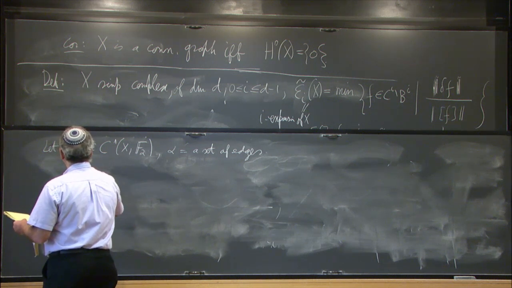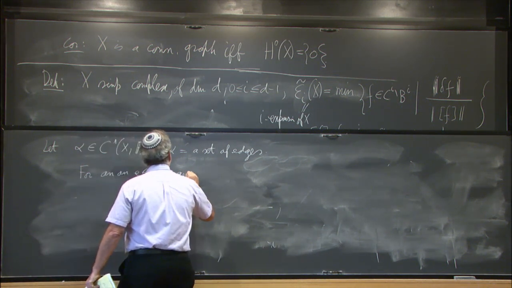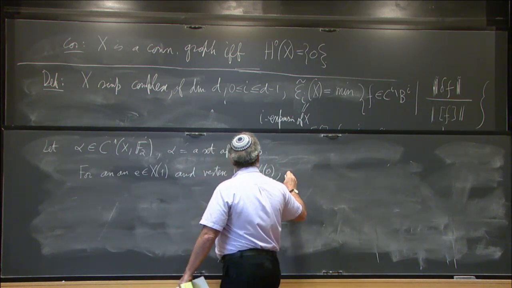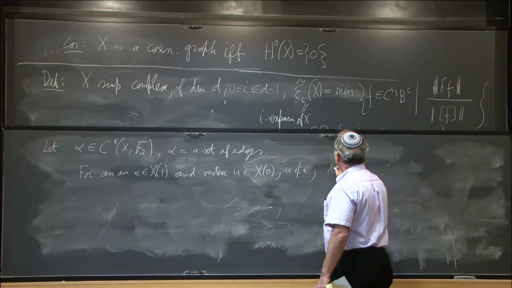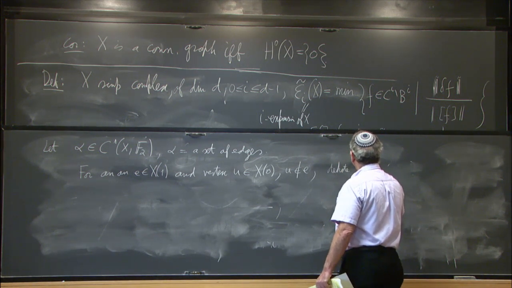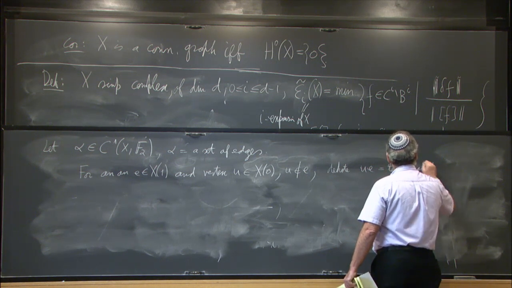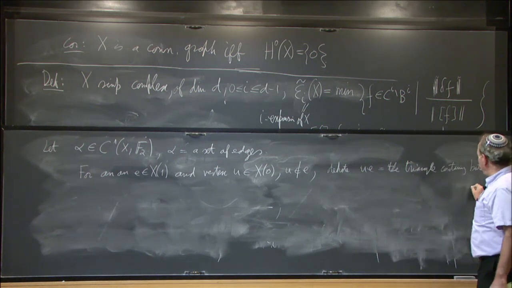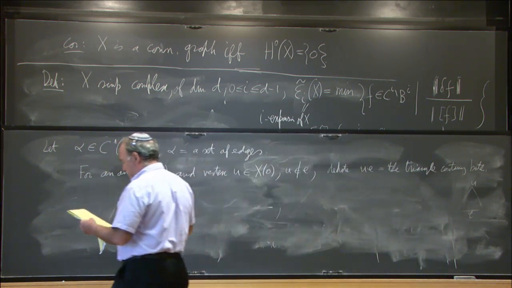Now, for an edge E in X1 and the vertex U in X0, such that U is not in E, is not on the edge, denote UE or EU simply the unique triangle containing both. Right? There is one triangle which contains this E and this U. And now we are in the complete two-dimensional complex, so it's really inside X.